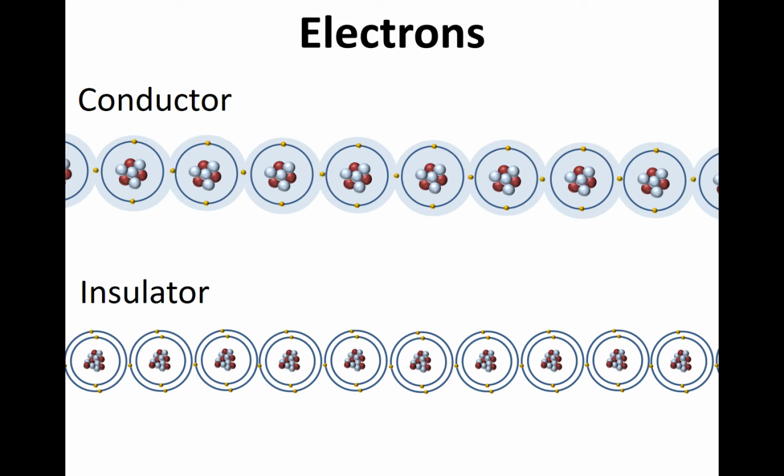Meanwhile, in an insulator, the electrons do not flow easily from one atom to the next. They cannot be passed to adjacent atoms. This means that even if you apply a large potential difference, the electrons do not pass from one atom to the next. So an electrical insulator is a material through which electrons do not pass easily.